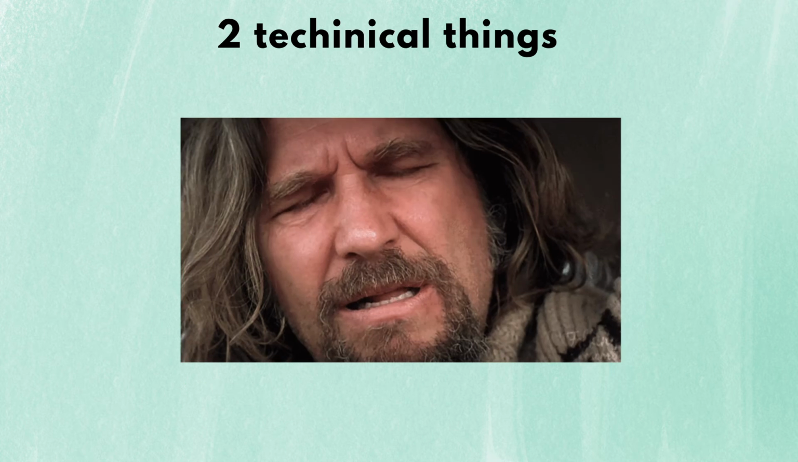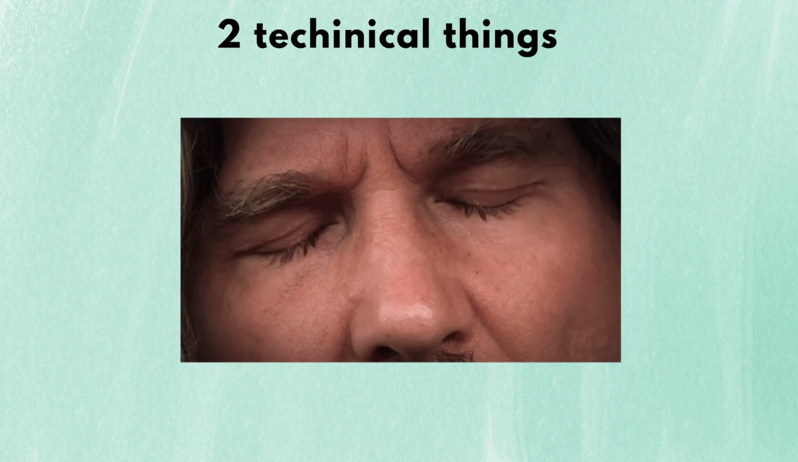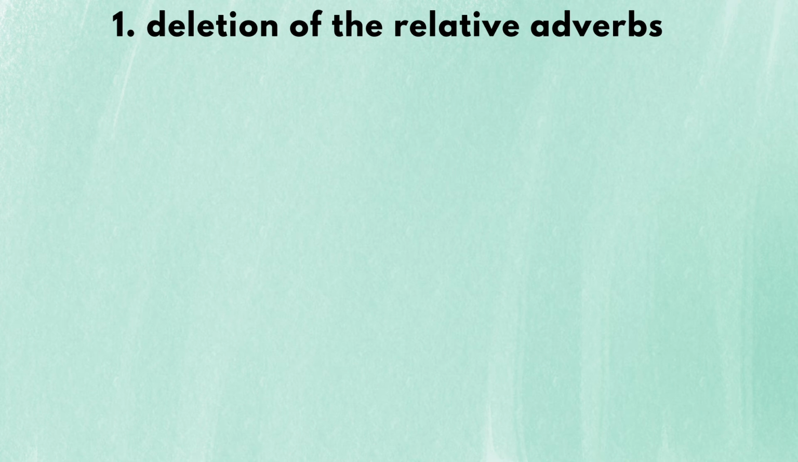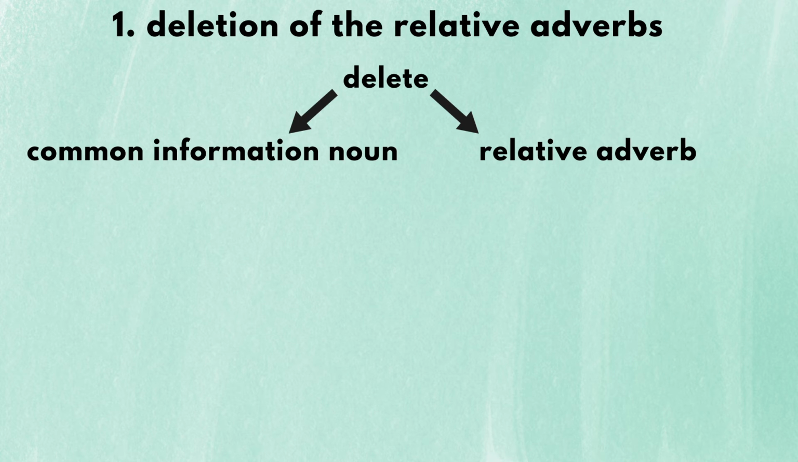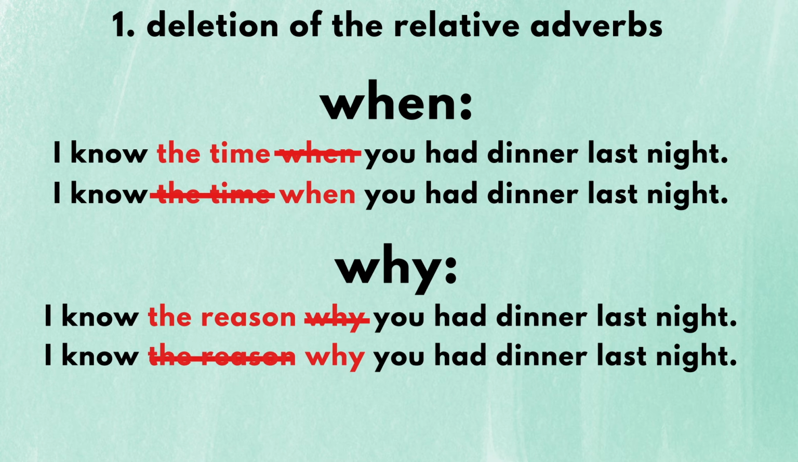Now let's talk about two technical things that make relative adverbs confusing. The first thing is the deletion of the relative adverbs. You can delete either the common information noun or the relative adverb if you want. For instance, in the following sentence, you can either say "I know the restaurant I had dinner last night" or "I know where I had dinner last night." The same goes for the relative adverb "when" and "why."